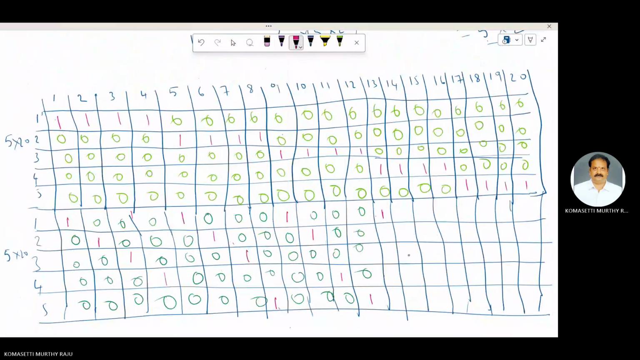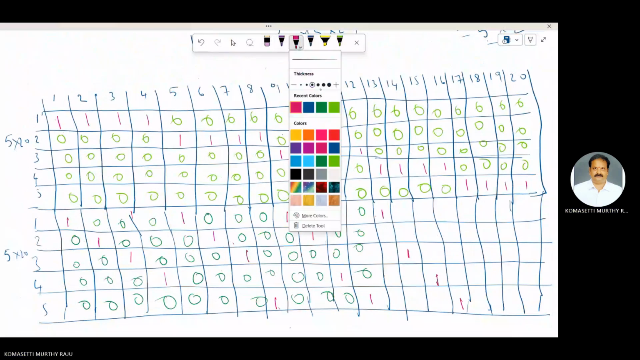One here, 1, 2, 3. Here 1, here 1. 13th is also completed. 14th is also completed. 15 is also completed. 16 is also completed. The remaining all are zeros here.